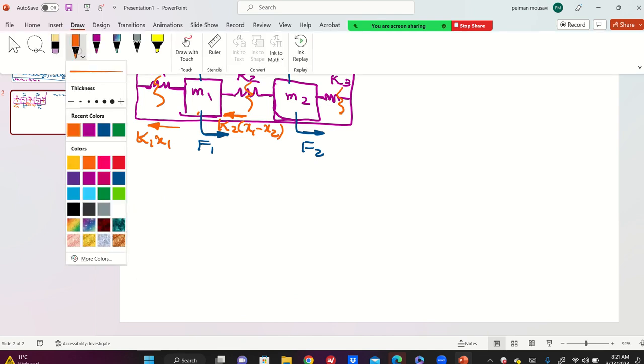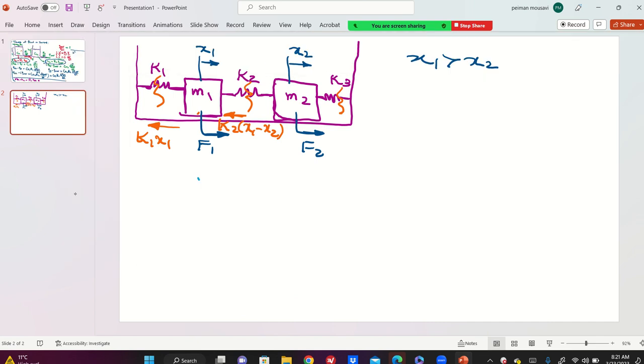Based on Newton's third law, action and reaction forces, you're going to have for this exactly the same value in the opposite direction. K2 (x1 minus x2). And here, because you are pushing this way, you're going to have this K3 x2, because the spring is only affected by x2 here. The first spring is only affected by x1, but this spring is affected by x1 and x2.